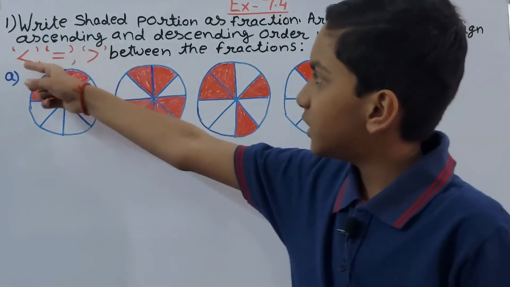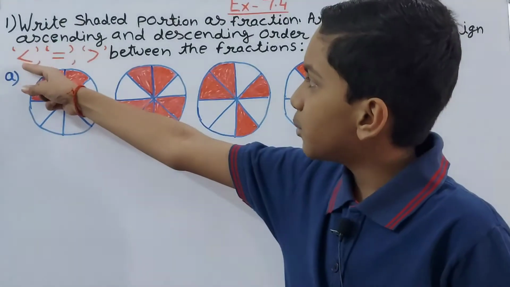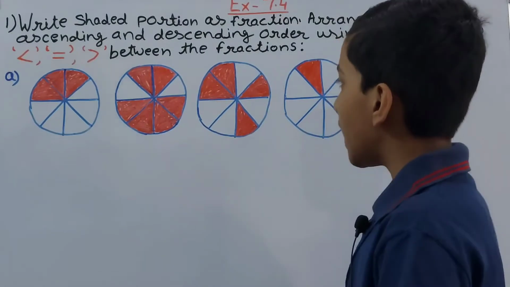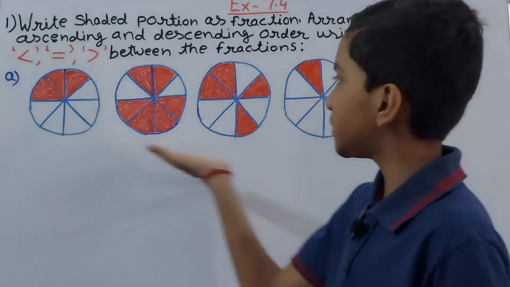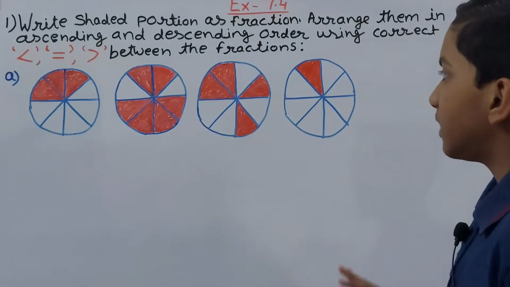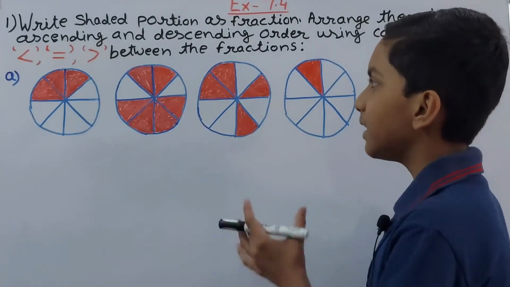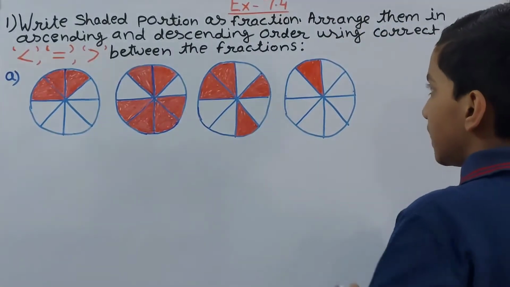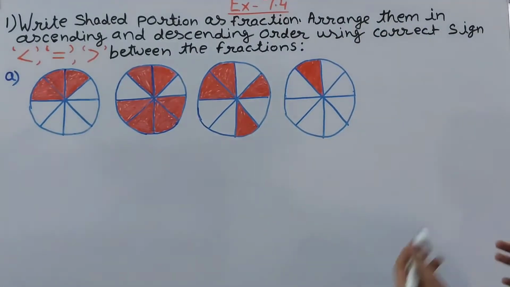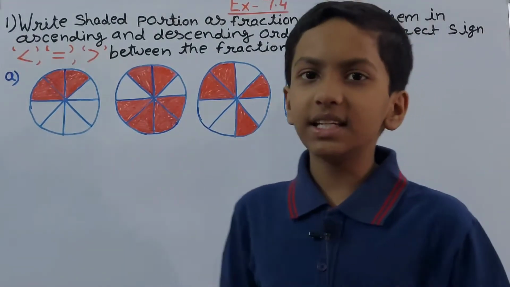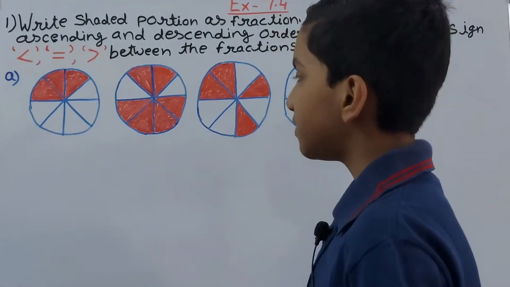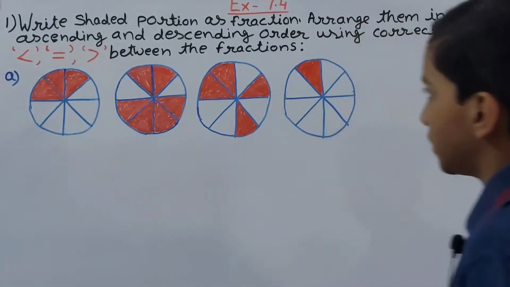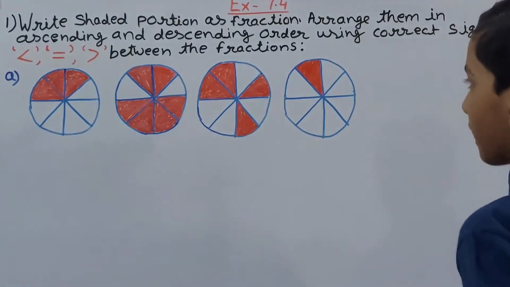As you can see, the three signs given to us are smaller than, equal to and greater than, to be placed between the fractions. There are 4 circles divided into several parts, and some parts are shaded. We have to write their fractions, and then arrange them in ascending and descending order using the 3 symbols: greater than, equal to and smaller than. So first let us start by writing their fractions.